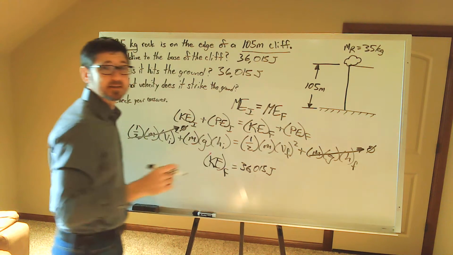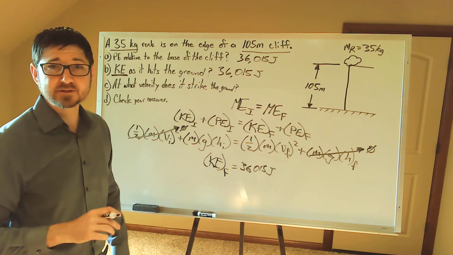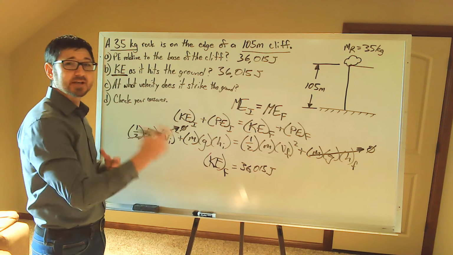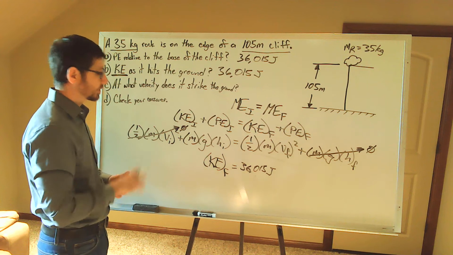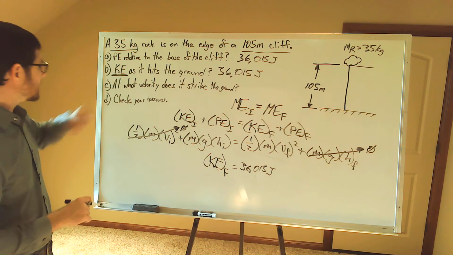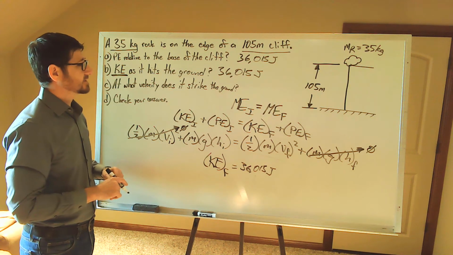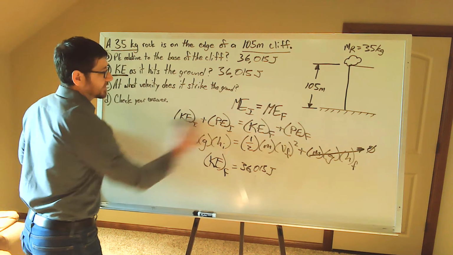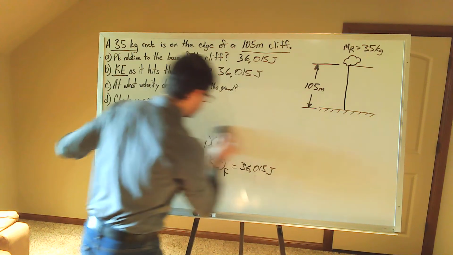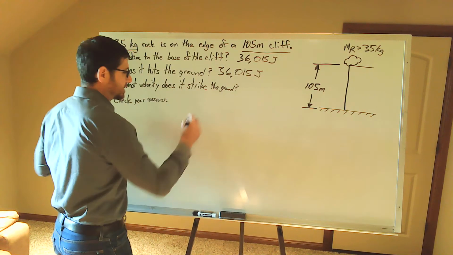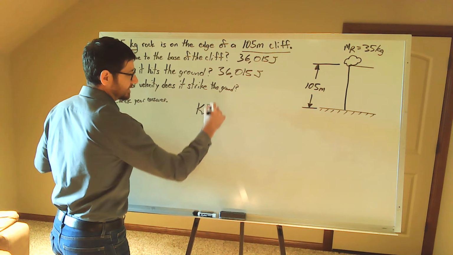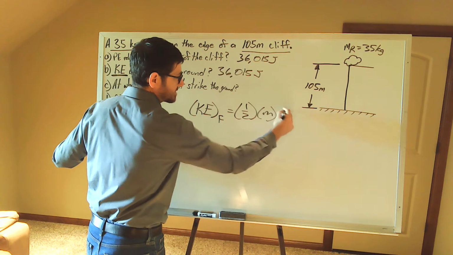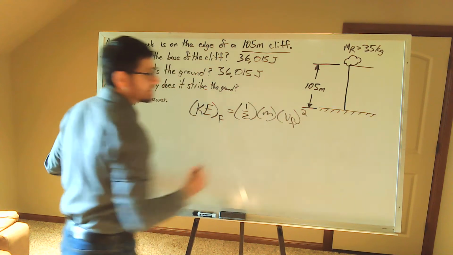And remember, we're using the law of conservation of energy, where it's telling us that the energy can only change forms. It cannot be created or destroyed. Okay? Part C. At what velocity does the rock strike the ground? So what we're going to do is use the equation for kinetic energy. We know that our final kinetic energy is equal to 1/2 times the mass times the final velocity squared.